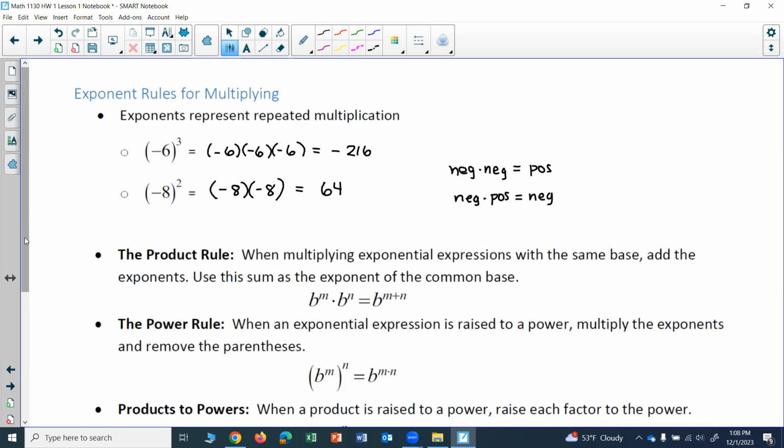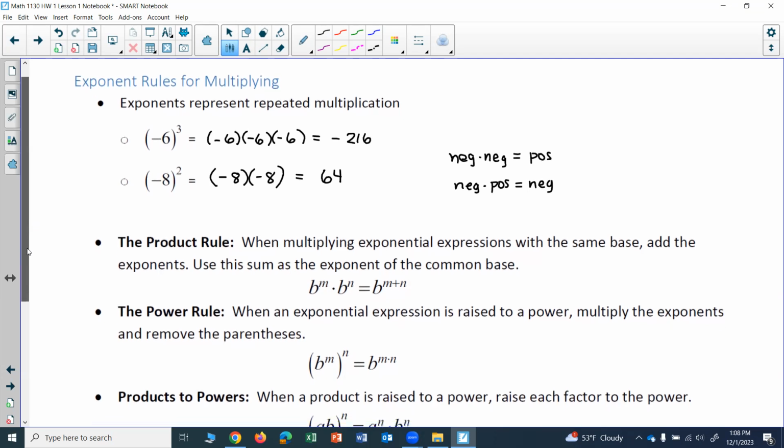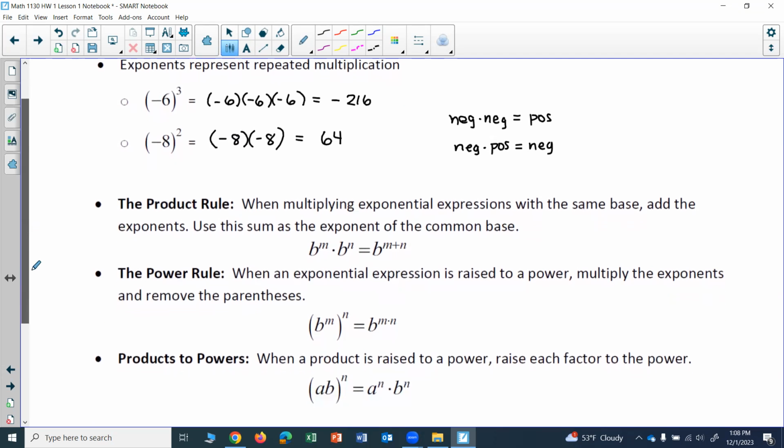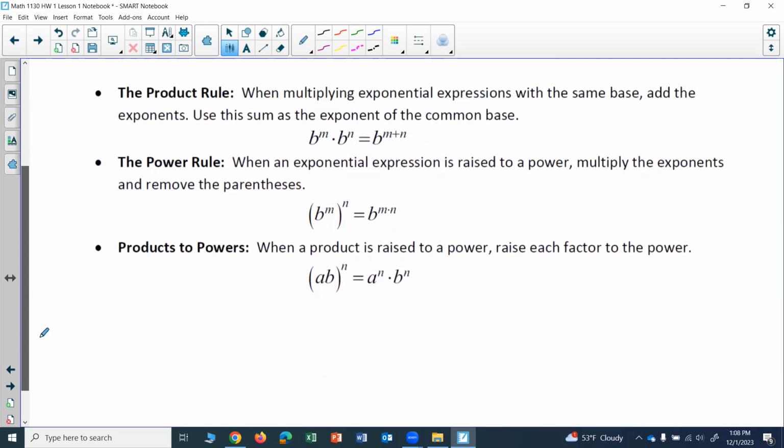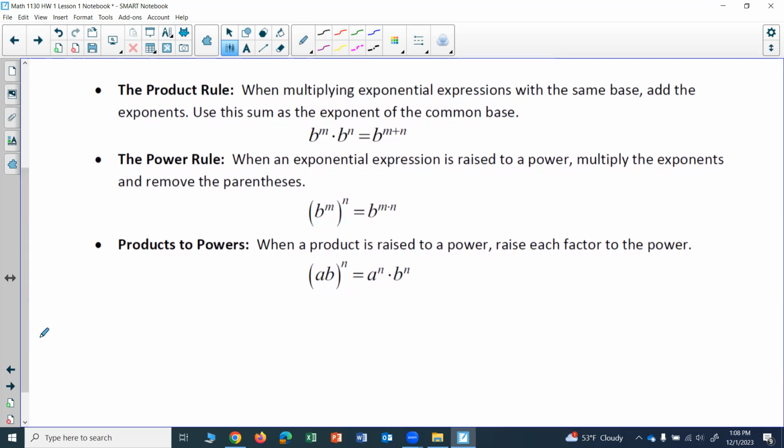All right, now that we understand exponents and what they mean, let's look at the multiplication rules for exponents. So the first one is called the product rule, and it tells us that when multiplying exponential expressions with the same base, we add the exponents. And we use this sum as the exponent of the common base.